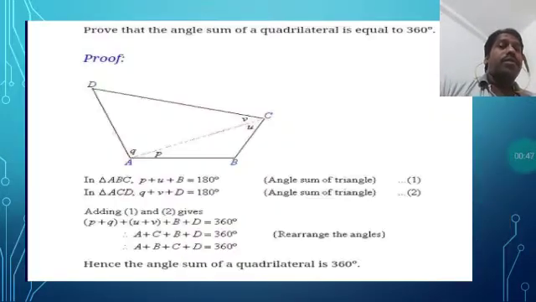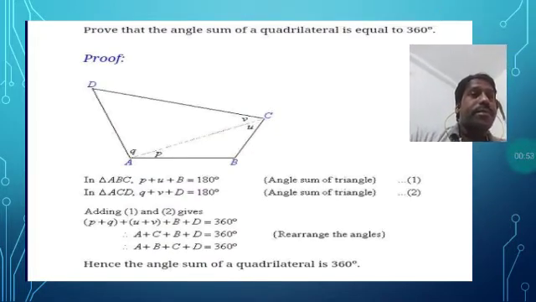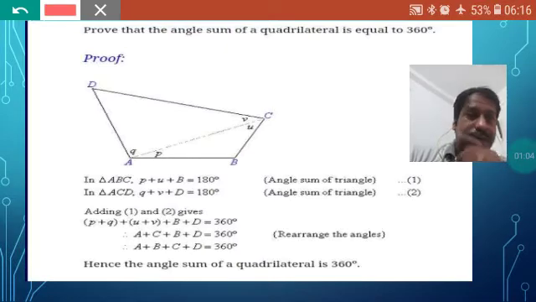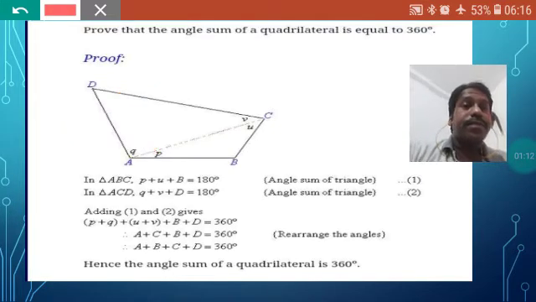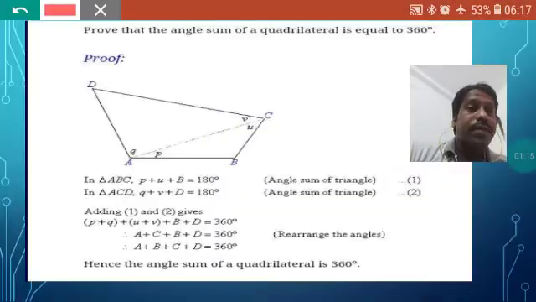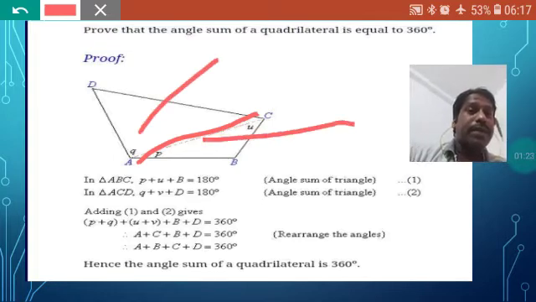So today, one more important thing we are going to discuss is that in a quadrilateral, the total sum of the angles is 360 degrees. See how the proof is also given here. This is the quadrilateral. We just joined the diagonal AC here. Now the quadrilateral has been divided into two parts. This is the first part and this is the second part, and both shapes are triangles only.